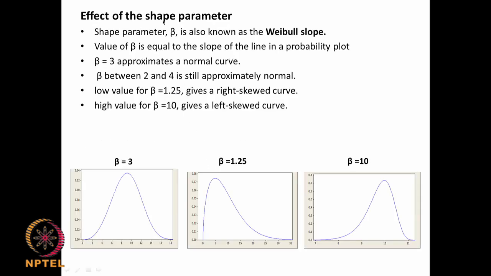Okay. So, the shape parameter tells you how the curve looks. Approximately around 3, if beta is equal to 3, the Weibull distribution looks like a normal distribution. If it is 1.25, it is sort of right skewed. If it is a large number like 10, it is left skewed. So, it is leaning towards the right hand side, or leaning towards the left hand side.